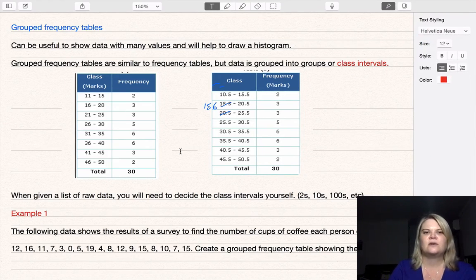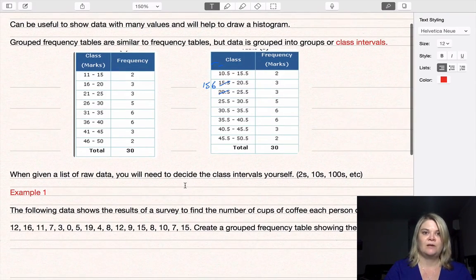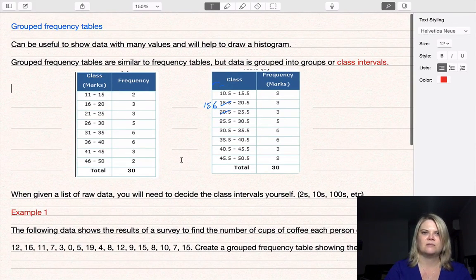Now what you're going to have to do, you're going to be given a list of raw data, and you'll need to decide on the class intervals for yourself. So as this person's decided to go up in fours, you could decide to go up in twos or fours or tens or hundreds. It will depend on how large the data values are and how spread out they are. But you're probably looking for 8 to 10 different categories. If you have more than that, I would make your class intervals larger. If you have less than that, you need to make them smaller.